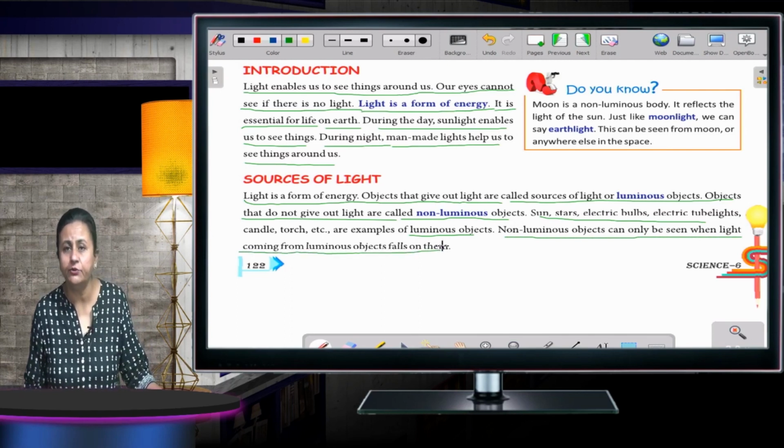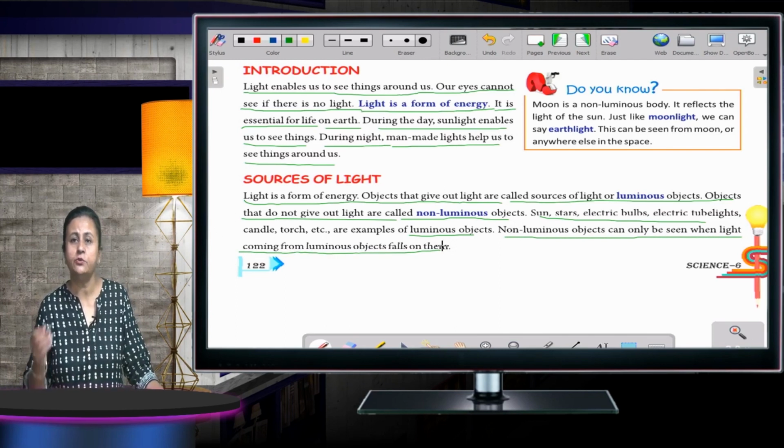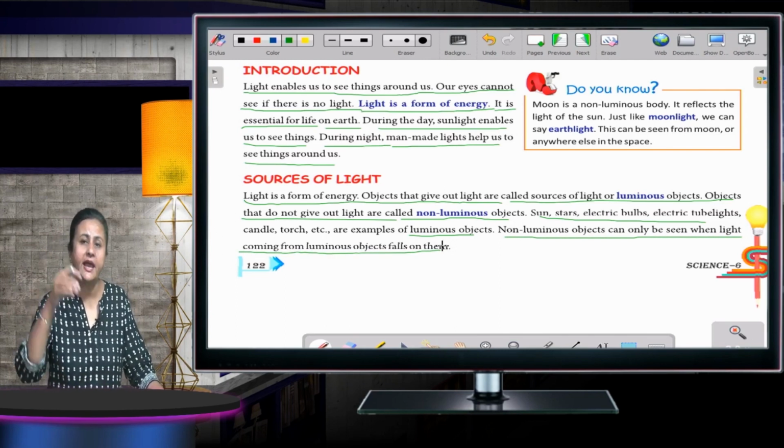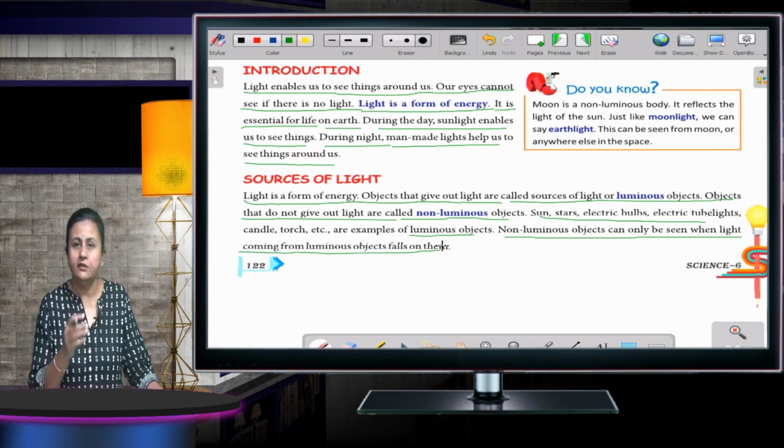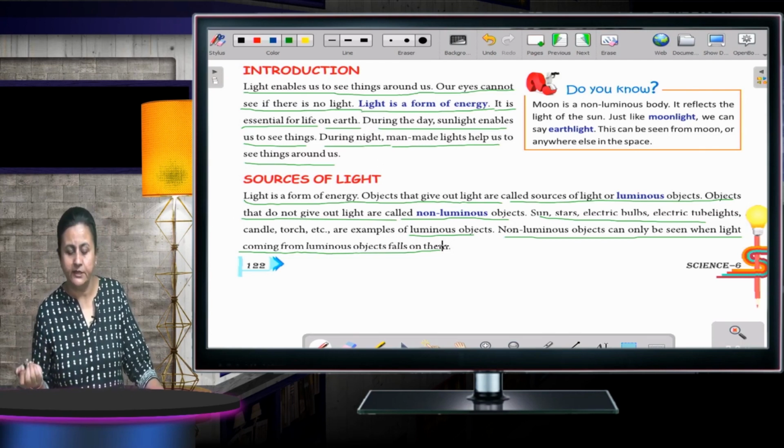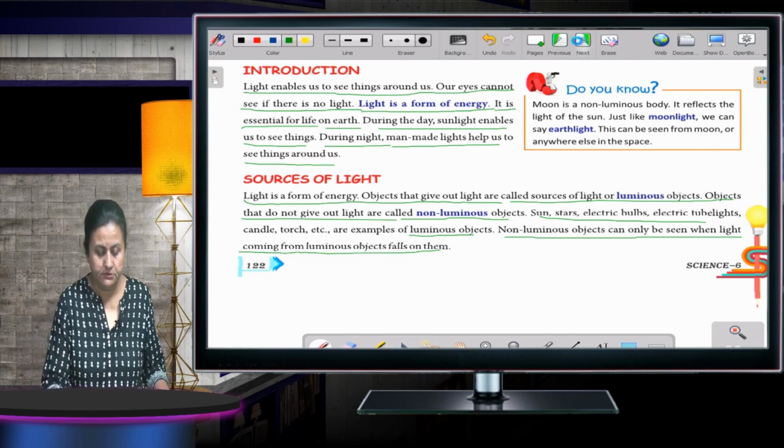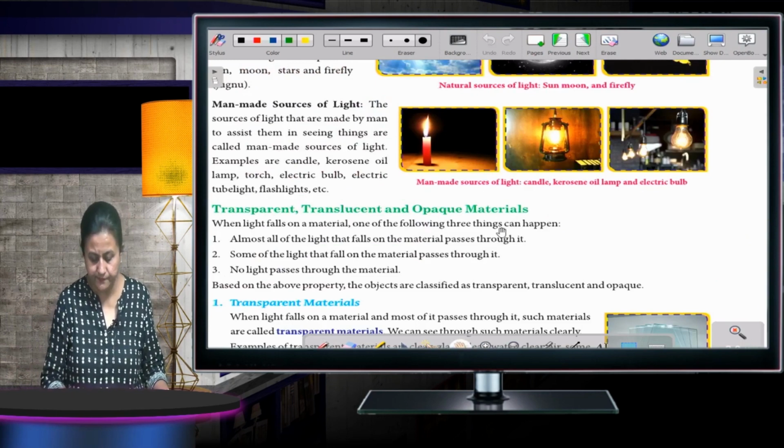It's not like that you cannot see non-luminous objects. You can see them also, but the moment the light falls on them, you are able to see the things. Okay, now moving to the next page.